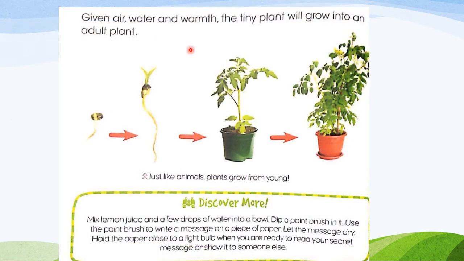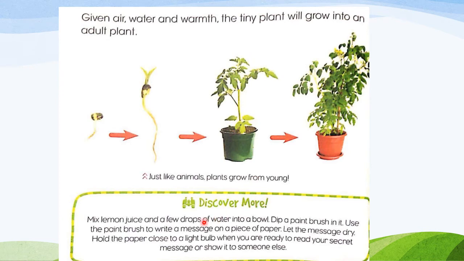Given air, water and warmth, the tiny plant will grow into an adult plant. If we give water to a small plant, give it warmth and provide it air, then this tiny plant will grow into an adult plant. This is the adult plant. First there was a seed, then a tiny plant, then a young plant, after that an adult plant.